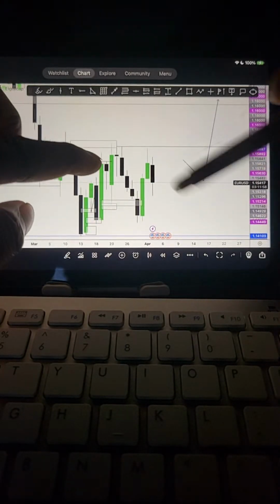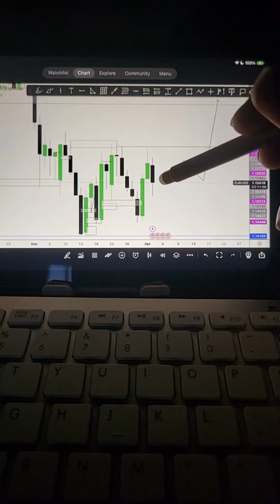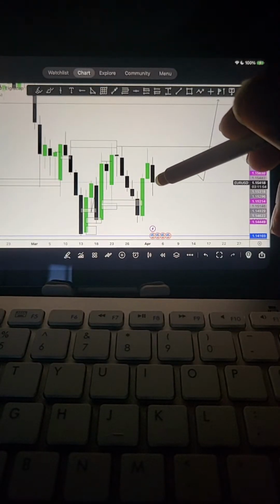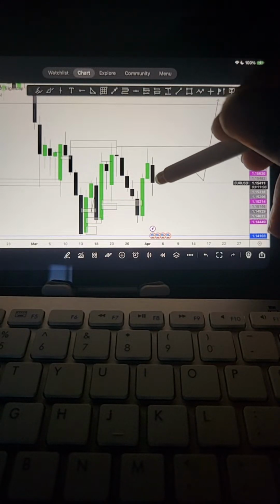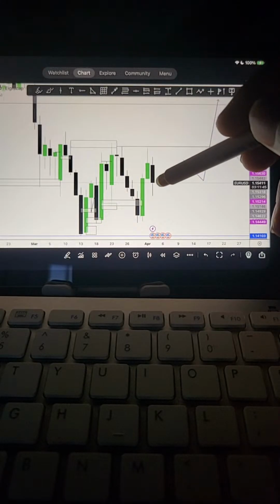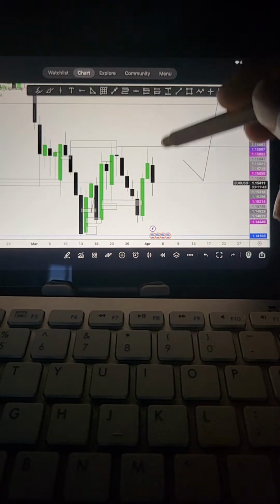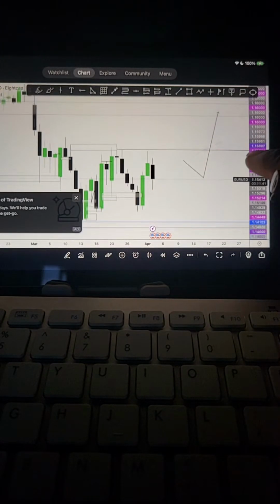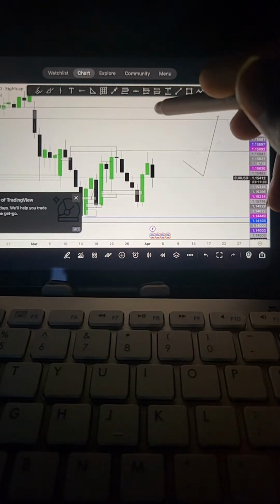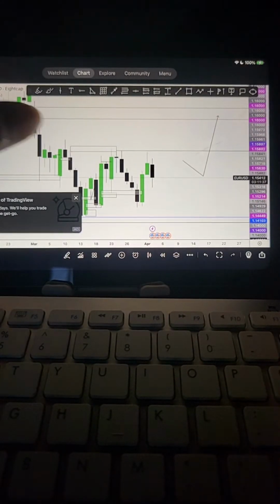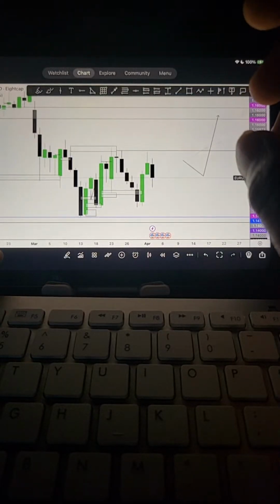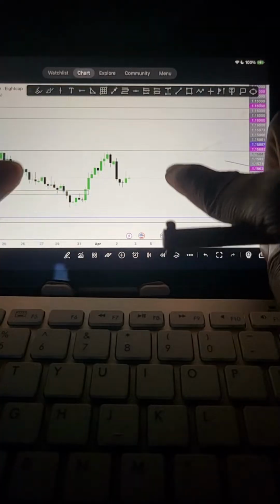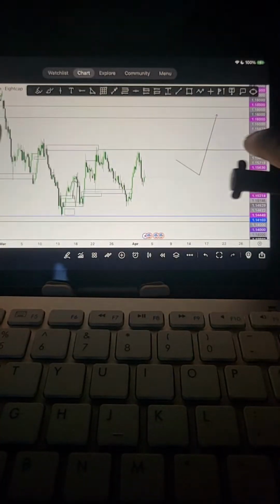So after the pullback, you can see that price might close from here. If price closes from here and opens another candle, it's going to be a bullish candle, opening from around here or pulling back a bit, then pushing price all the way up to this zone I'm expecting it to come to. So let me now switch to a lower time frame so you can see what I'm trying to say.